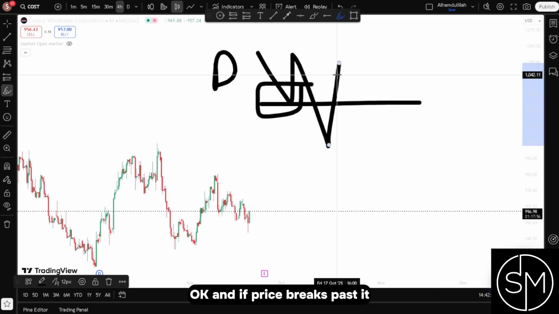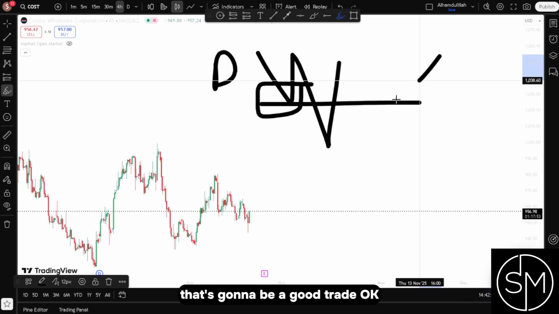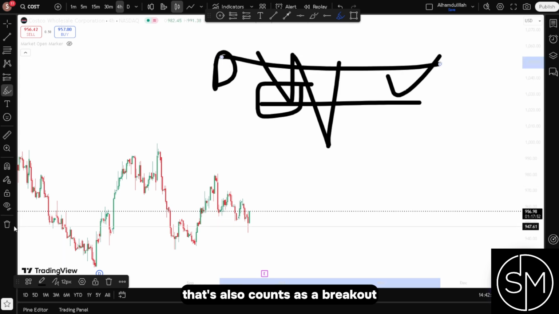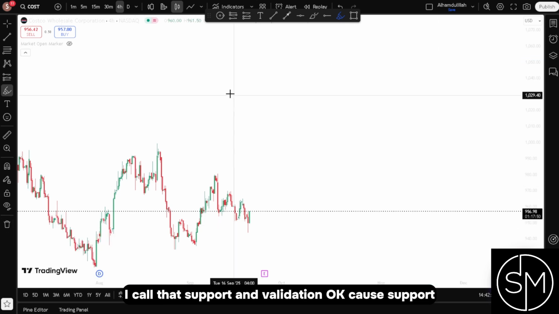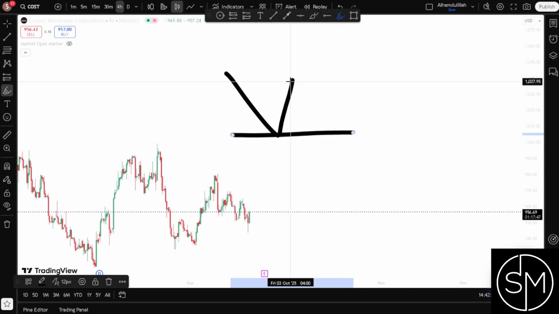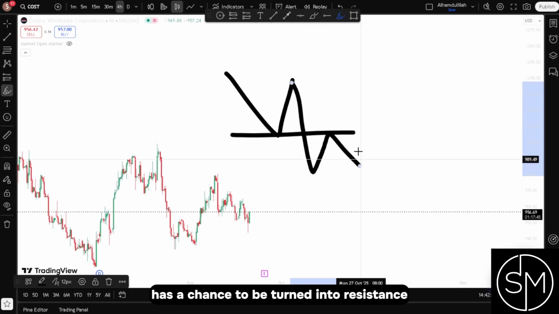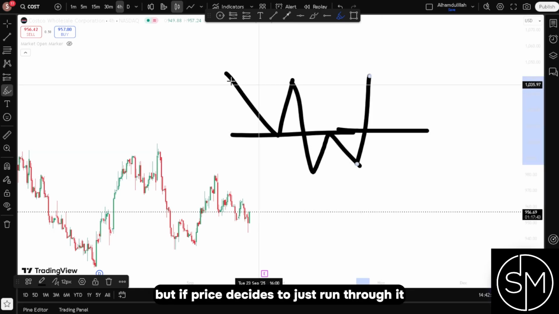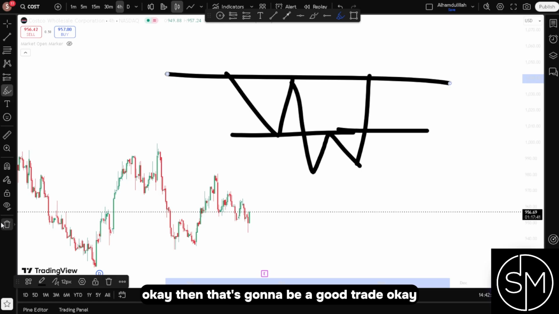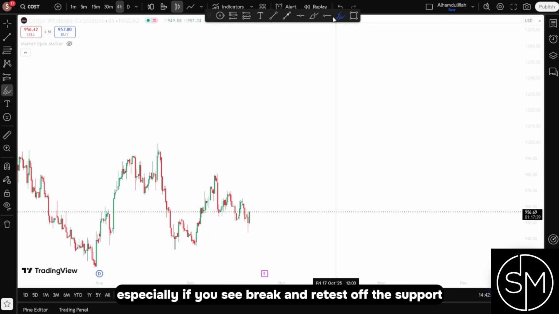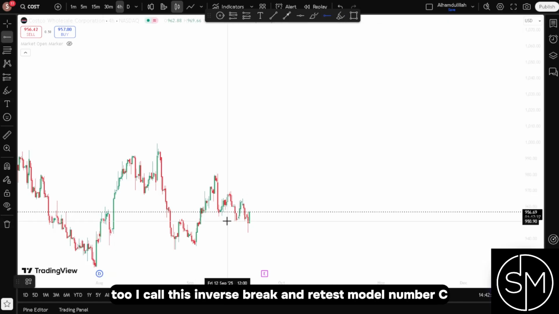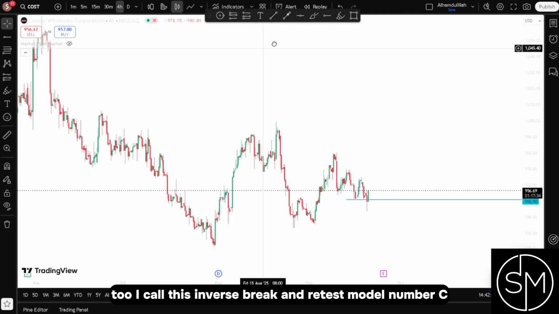Okay, and if price breaks past it, that's going to be a good trade. That also counts as a breakout. I call that support and validation, because support has a chance to be turned into resistance, but if price decides to just run through it, then that's going to be a good trade, especially if you see break and retest off the support too. I call this inverse break and retest, model number C.